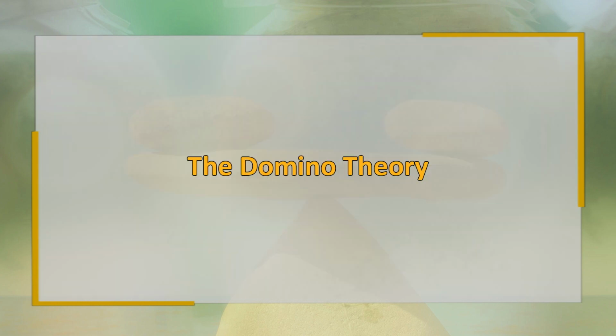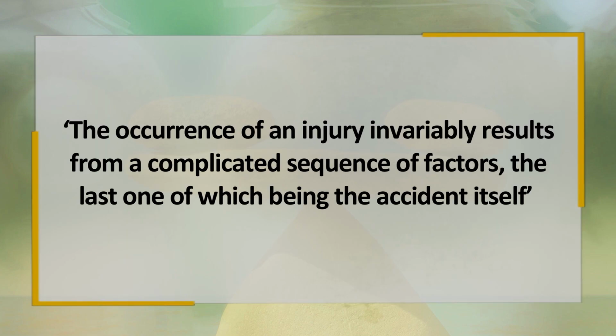Now, the domino theory. In 1931, the late H.W. Heinrich presented a set of theorems known as the axioms of industrial safety. The first axiom dealt with accident causation, stating that the occurrence of an injury invariably results from a complicated sequence of factors, the last one of which being the accident itself.